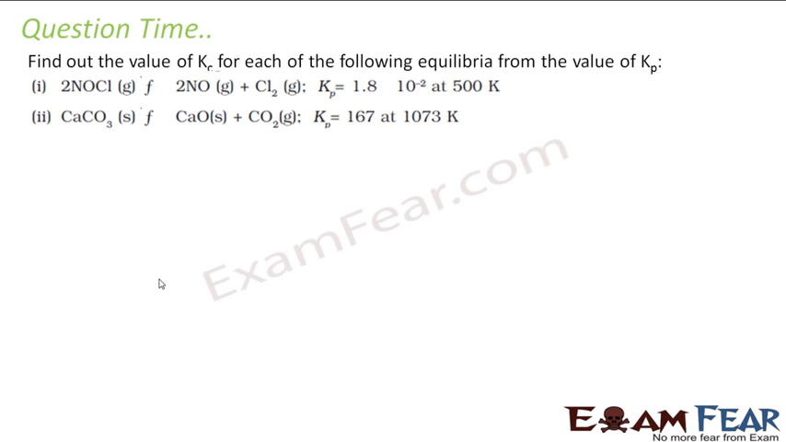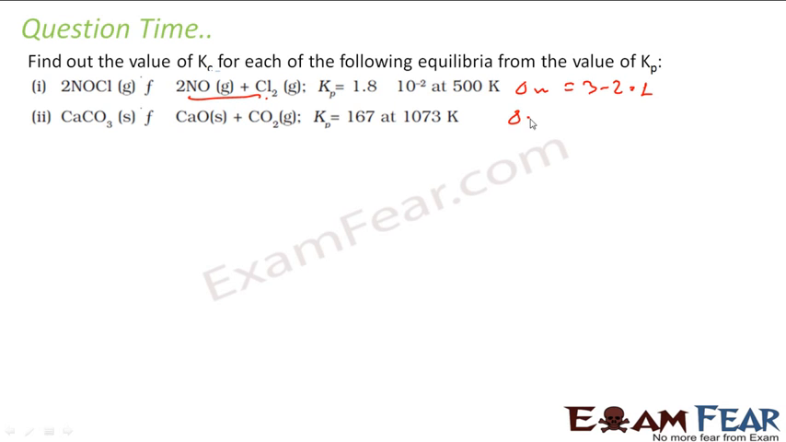Find out the Kc for each of the following equilibria from Kp. So Kp is given, we have to find Kc. So let's find delta n first for both the equations. In this case, delta n is what? 1 plus 2, 3. This is 3 minus 2, that is 1.